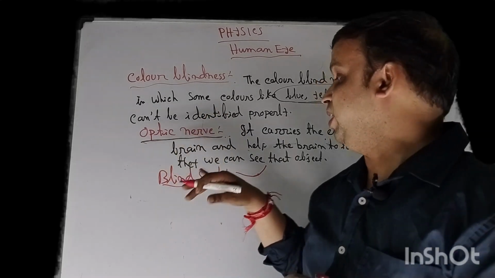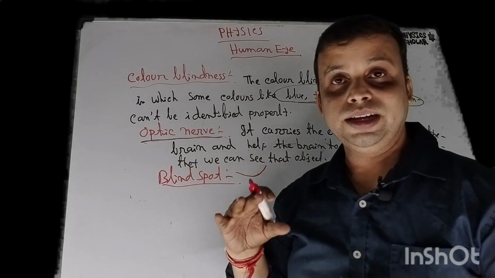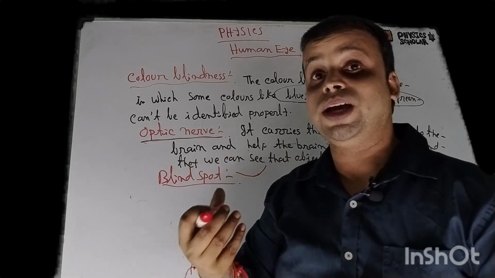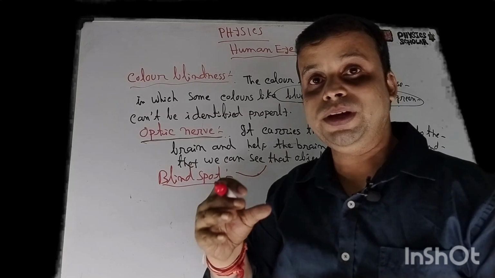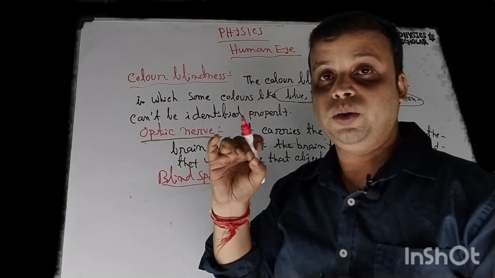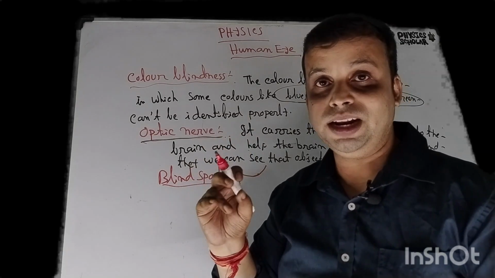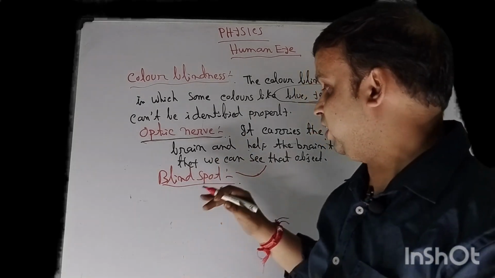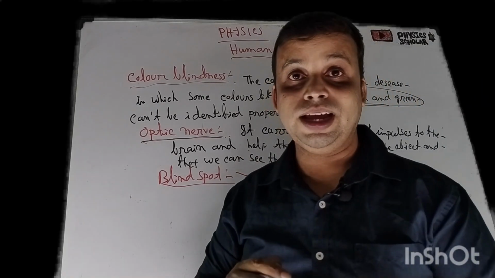That means if any image forms on this spot, then what will happen? No photosensitive cells are there, so that particular object you cannot see. Clear? If the image of any object is formed on the blind spot, as no photosensitive cells are there, we cannot see that particular object. So that spot is known as the blind spot.